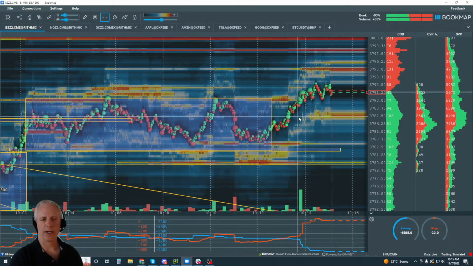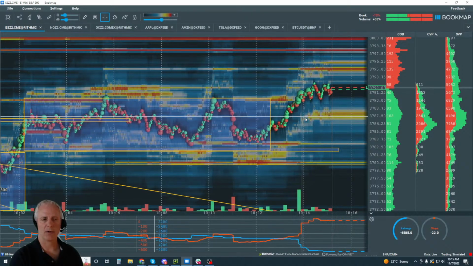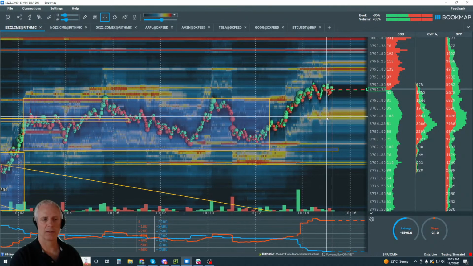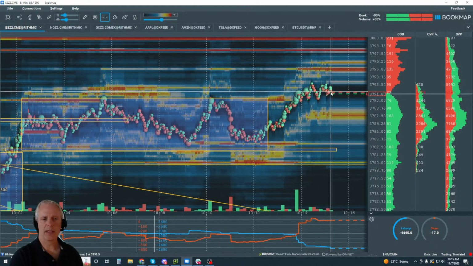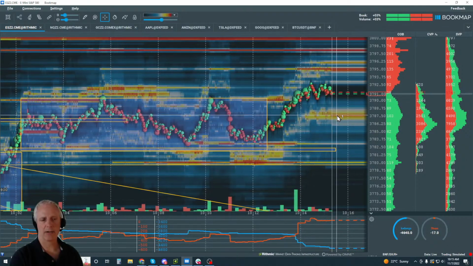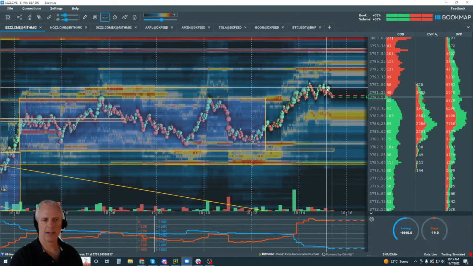It is the most traded level. It is the POC, the point of control, the volume point of control, right? So they're supporting it here. Now it doesn't mean that price can't come down into here and trade into it, and even through it if we get enough sellers.